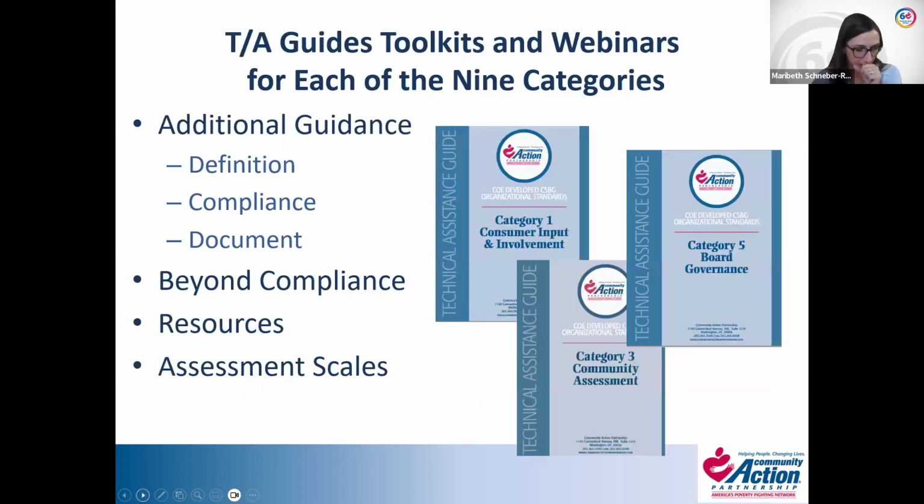And then, as I mentioned, for every category, we do have in-depth guidance that gives you information about what the standard says, what the intent of the standard is, and then some of the common documentation that we see that has been helpful for agencies and for states to assess if a standard is met or not met.